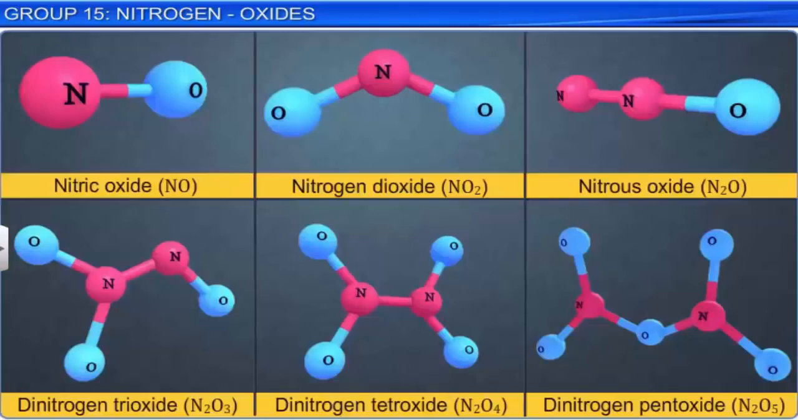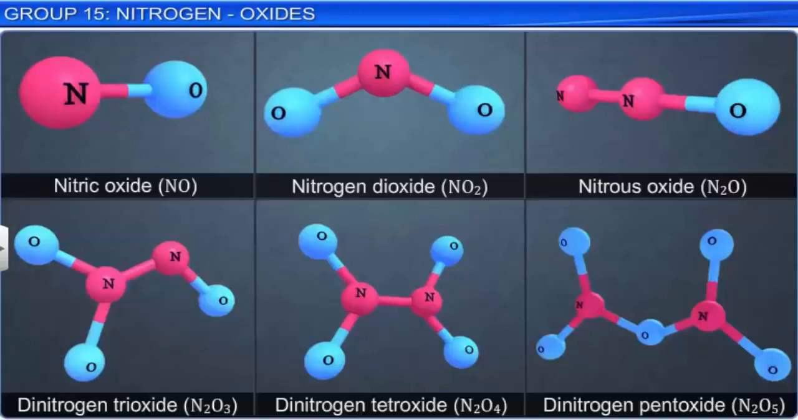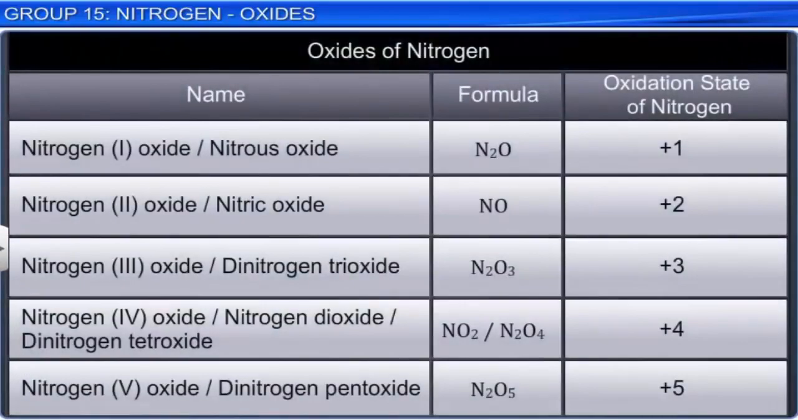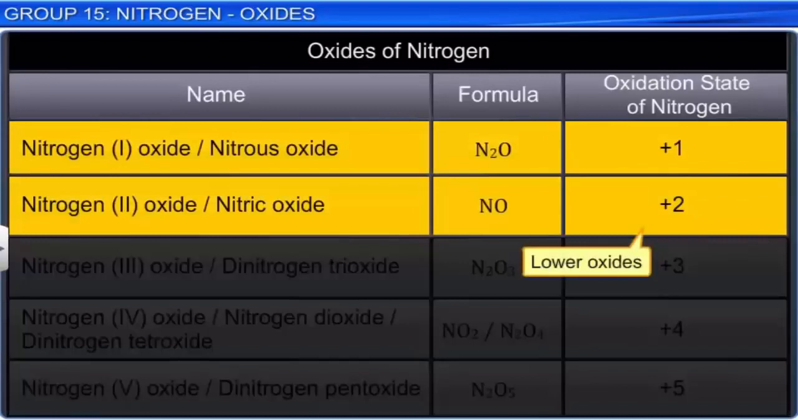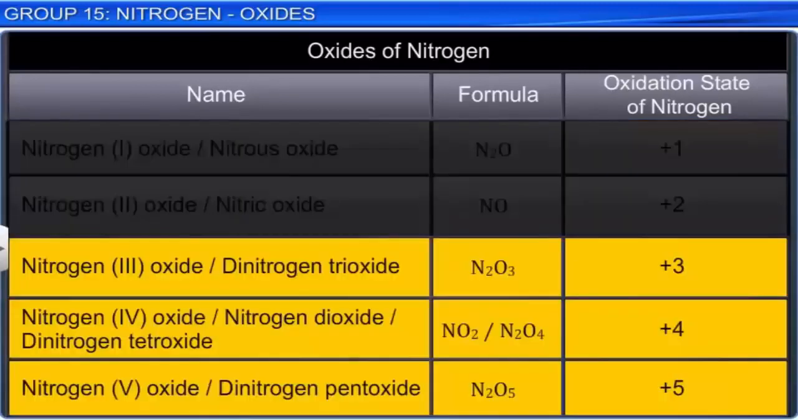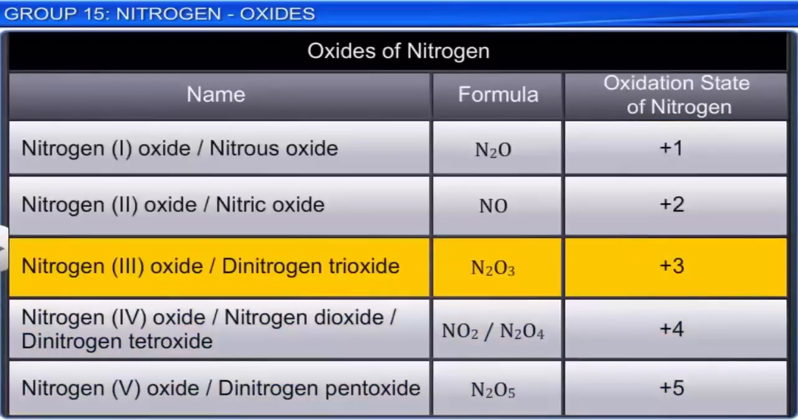You know that nitrogen forms a number of oxides that exhibit a wide range of oxidation states. The names of various oxides of nitrogen, their formulae, and oxidation numbers are listed in the table here. Note the oxidation states of nitrogen in all the oxides. You can see that the lower oxides include nitrogen 1 oxide and nitrogen 2 oxide, while the higher oxides include nitrogen 3 oxide, nitrogen 4 oxide, and nitrogen 5 oxide.